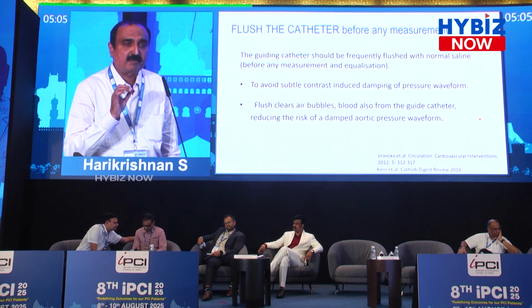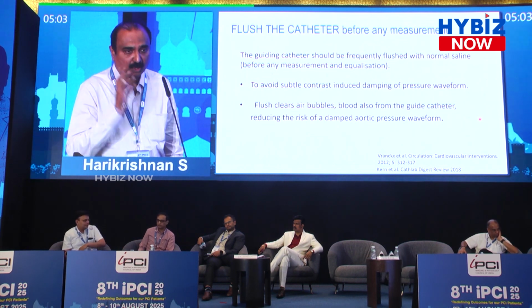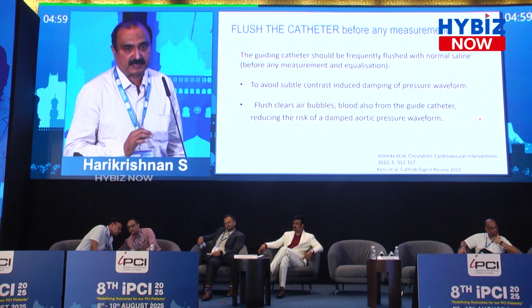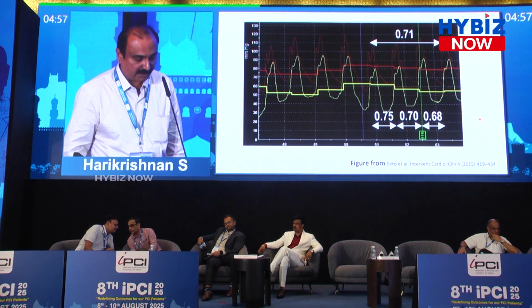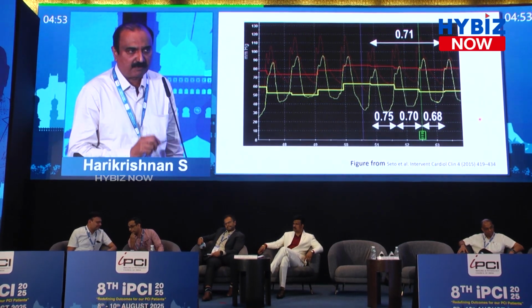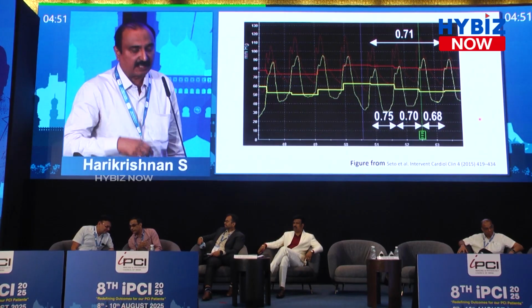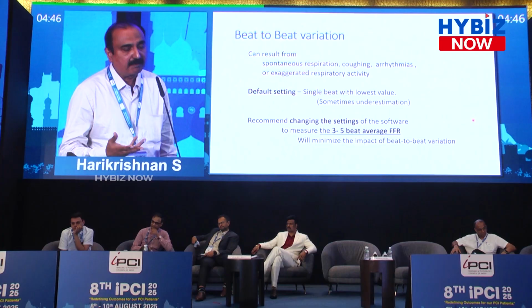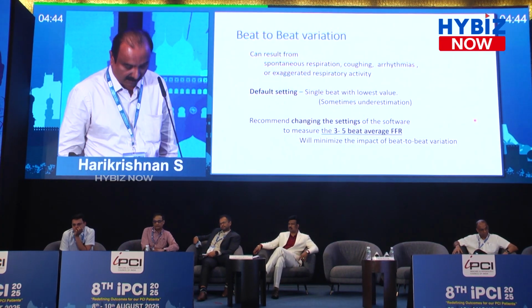Flush the catheter before any measurement, because your contrast will dampen and reduce the aortic pressure. So you have to flush the catheter with saline before any measurement. And you have to account for beat to beat variation. Some machines are programmed for a single beat measurement, which can give significant difference. So you can program it to a 3 to 5 beat average. That may give a better estimate.